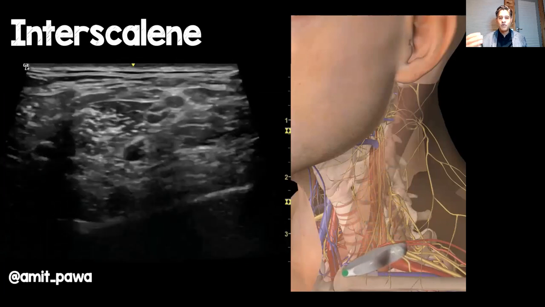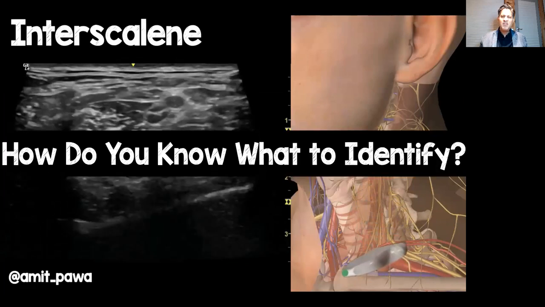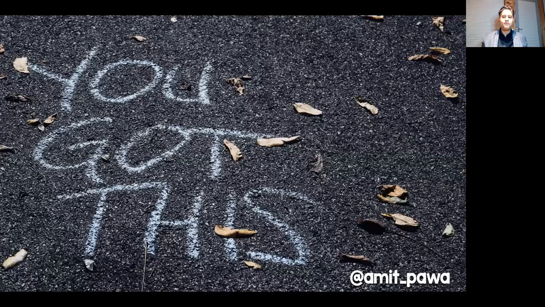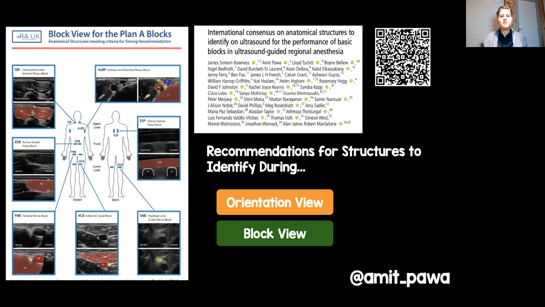And this is wonderful. So when you generate this view, how do you know what it is that you need to identify? And how do you know you're doing it properly? Well, we got you, because we thought about this, and there's just been a very recent publication in Regional Anaesthesia and Pain Medicine where we've looked at the Plan A blocks and said, right, there are two phases of scanning: the orientation view, where you're trying to find out where you are and identify structures, and the block view, which is the final structure you've got on the screen as you're about to stick the needle in. And what we've done is we've come up with a number of recommendations for the structures that you really must identify at each of those phases of scanning.